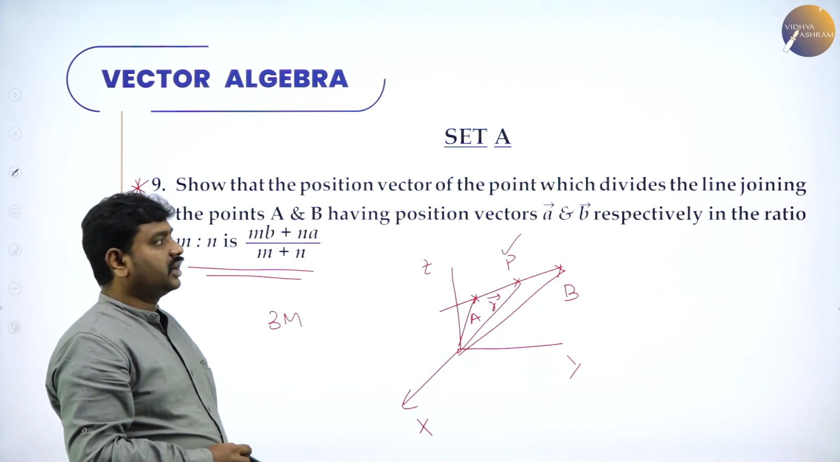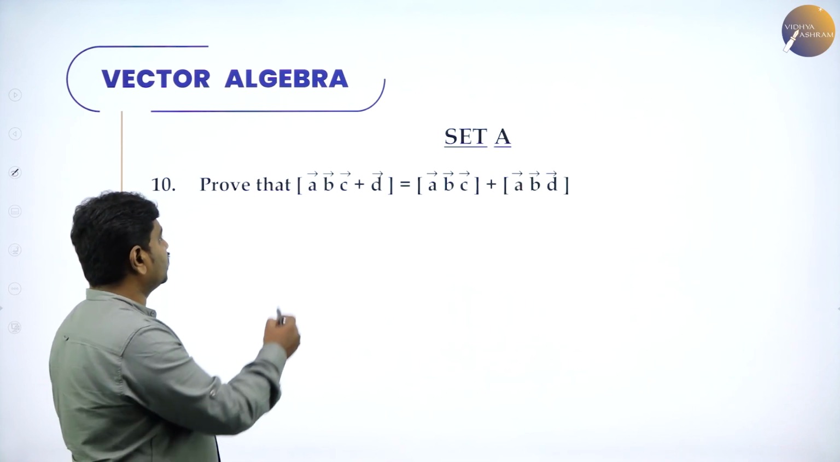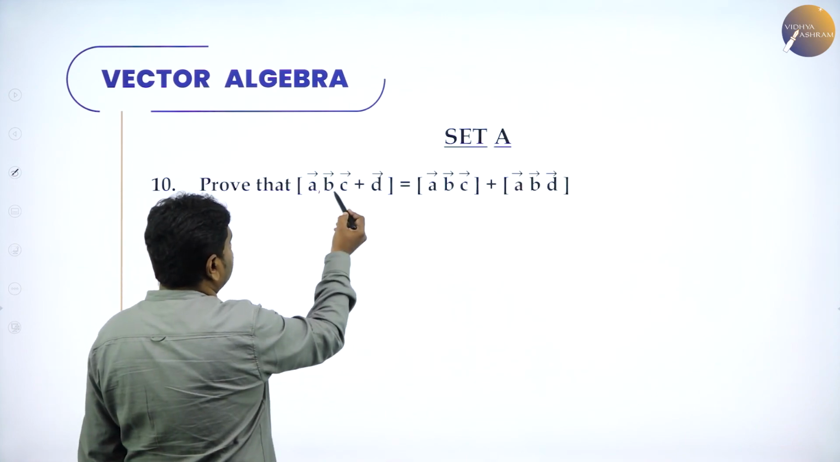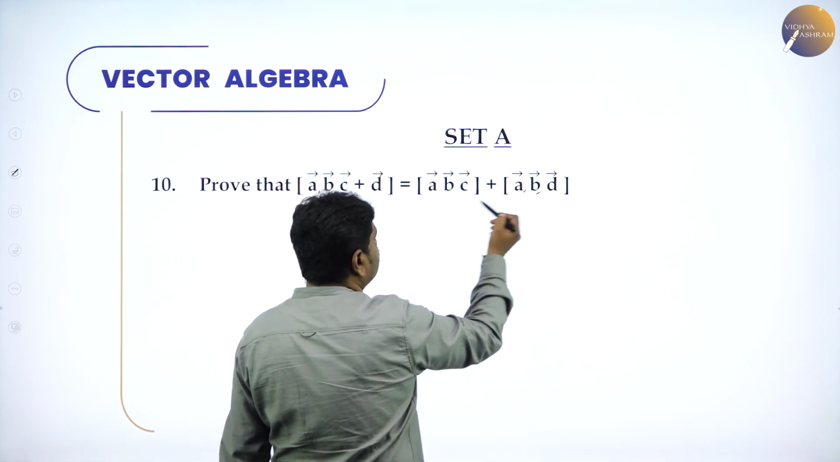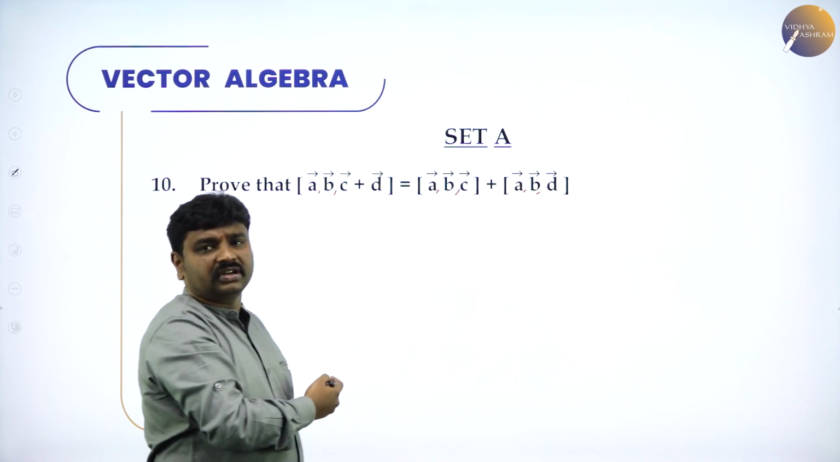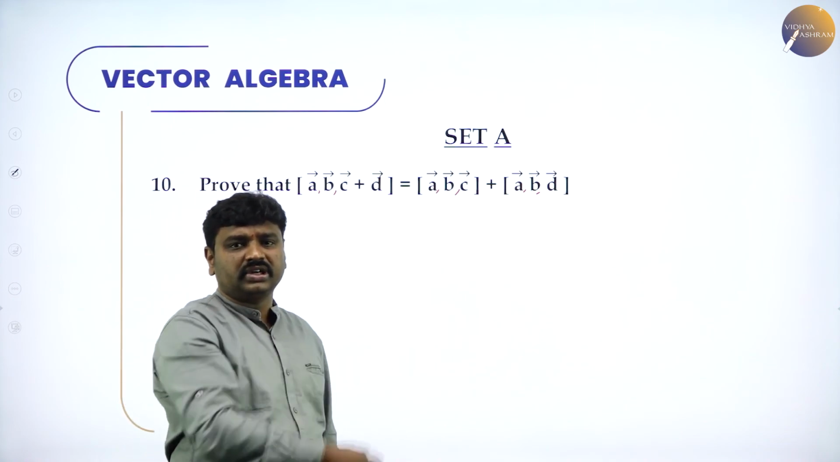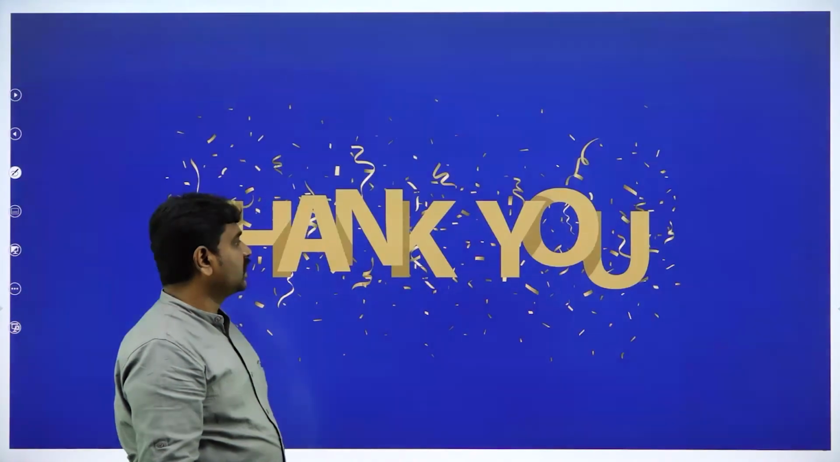So by this I conclude the chapter, and you can also expect problems like this: vector a, vector b, vector c plus d equal to a.b.c plus a.b.d. So these are all the standard questions which you have done in my last session. Please go through it, and by this I conclude the class.